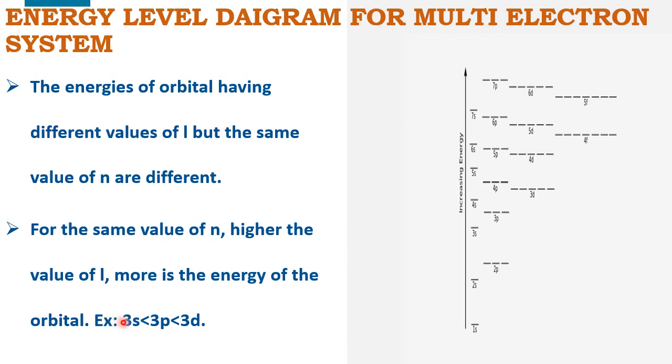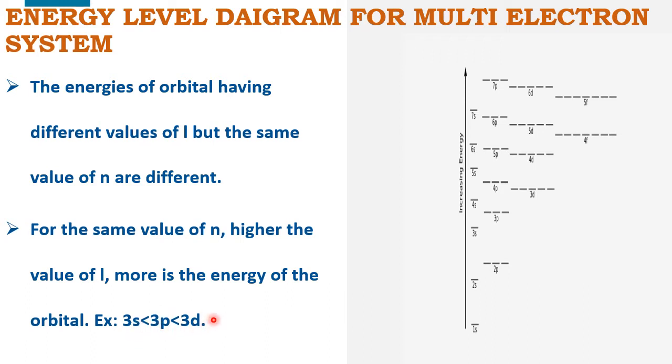See here, the n value is the same: 3, 3, 3. But the l value for s is 0, for p it is 1, for d it is 2. So the l value differs, whereas the n value remains the same. What does the rule say? The higher the value of l, 0 to 1, 1 to 2, the more is the energy. That's why 3s has less energy than 3p, than 3d.